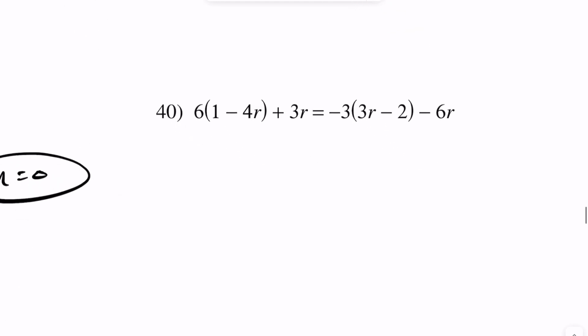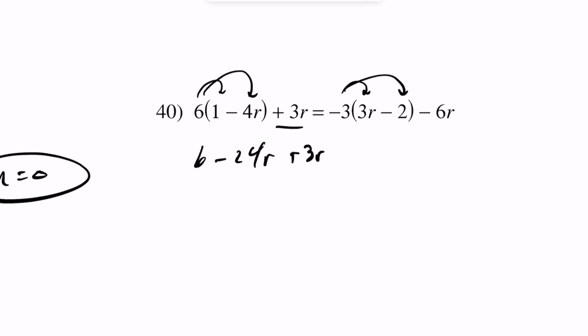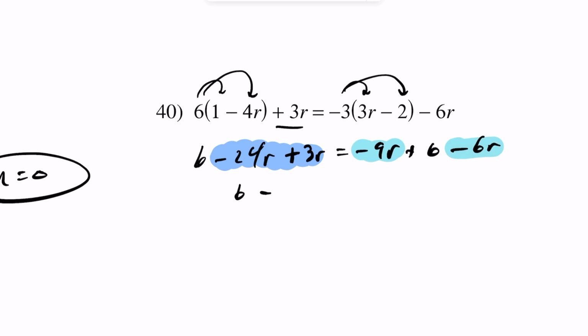All right, number 40. Same thing, do your distribution. That's just along for the ride now for a bit. So this is going to be 6 minus 24r plus 3r is equal to negative 9r plus 6 plus 6, and then you should get a minus 6r from before. So again, clean this up first. So this becomes 6 minus 21r equals minus 15r plus 6.